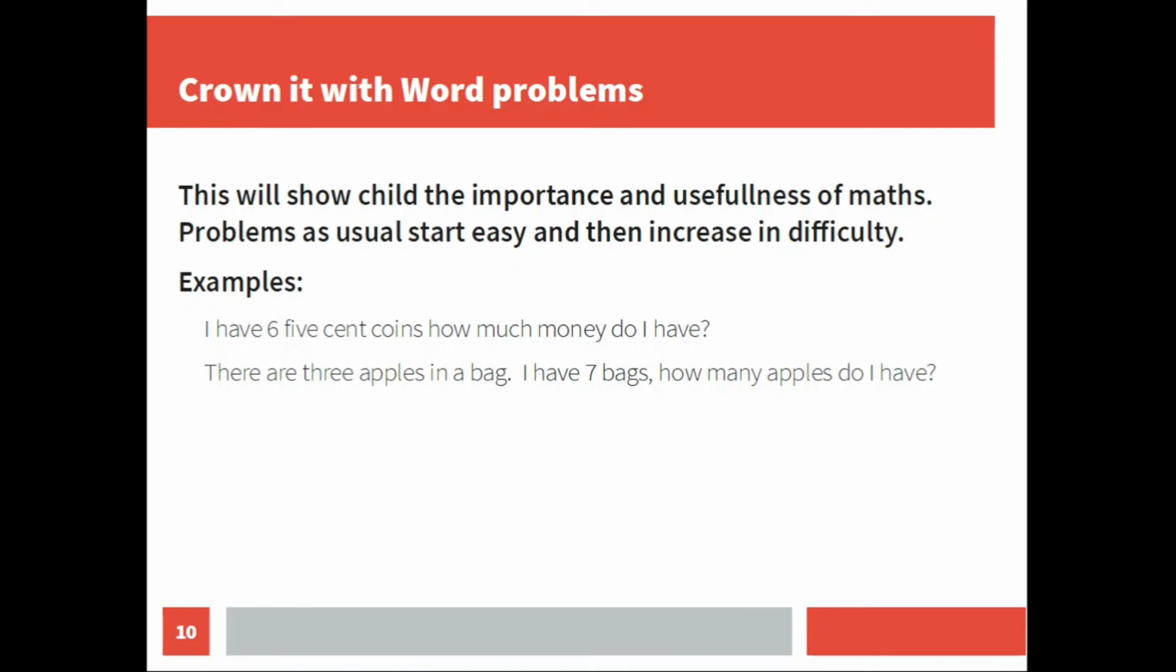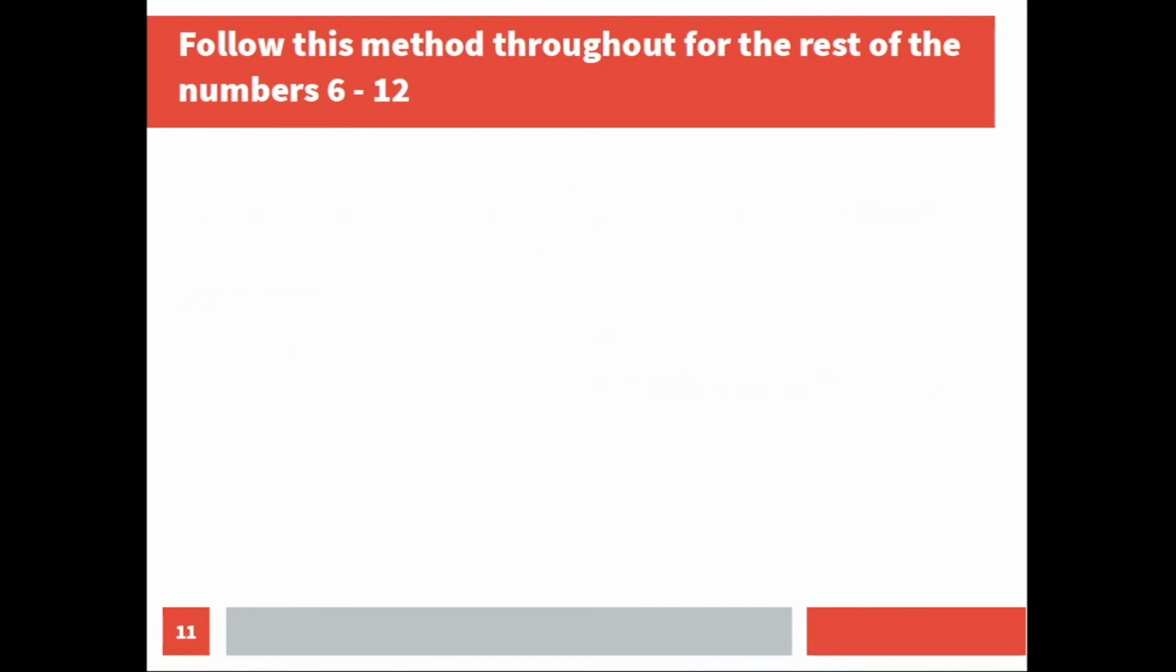I've got 3 apples in a bag. I have 7 bags. How many apples do I have? 3 times 7, 21. So the child must learn to relate the maths with the real world. That is ultimately what it is about, and that will help the child. You follow this method right through everything you do up to 6 to 12. He must master the basics, because if he doesn't master the basics, he won't be able to do the other things later on.